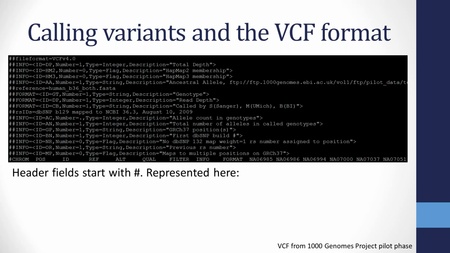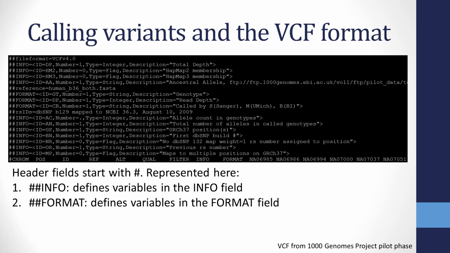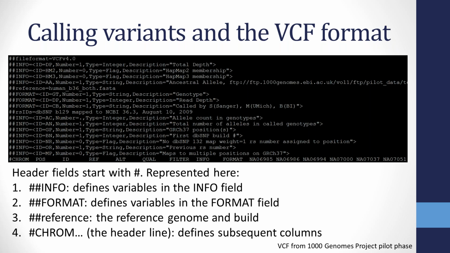For example, the header looks something like this. Represented in this particular file, we've got INFO fields, which basically define what all the variables are for information that might be reported aggregated across a genomic position. Second is the FORMAT field, which defines the variables that are actually going to exist in individual sample-level genotype calling. Third is the reference. This, in this example, contains a little bit of information about the reference genome that was used to call these variants. And then this very last line is that header line I was talking about, which defines what the columns are.